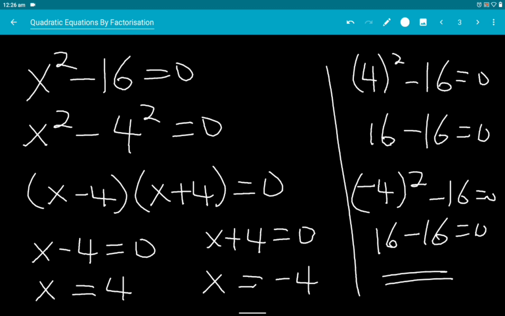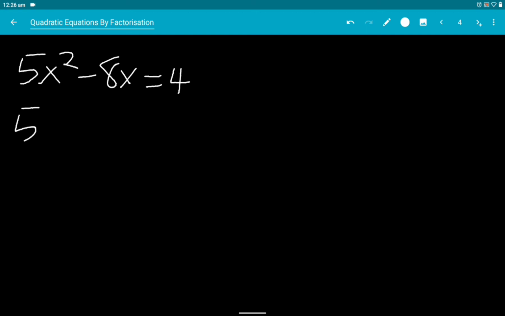Now let's have a look at one final example. Say we have 5x squared minus 8x is equal to 4. The first thing we need to do is to group all the variables at one side and equate it to 0. So to do that, we bring the 4 to the other side of the equal to sign. So we have 5x squared minus 8x minus 4 is equal to 0.